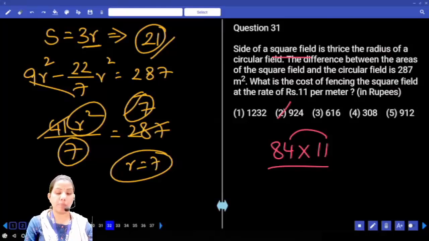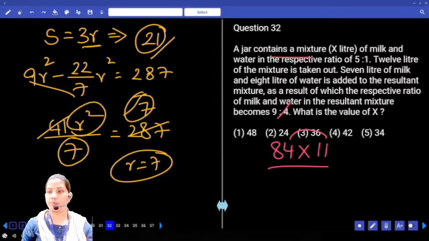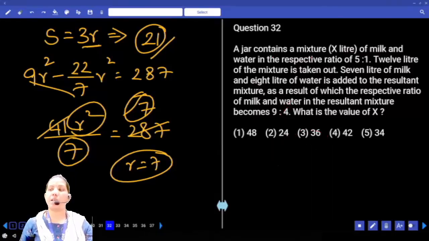Okay, next question number 32. A jar contains a mixture of milk and water in the respective ratio 5:1. A jar contains a mixture of x liters. Out of x liters, milk and water are in the ratio 5:1. 12 liters of the mixture is taken out. 7 liters of milk and 8 liters of water is added to the resultant mixture, as a result of which the respective ratio of milk and water in the resultant mixture becomes 9:4. What is the value of x?